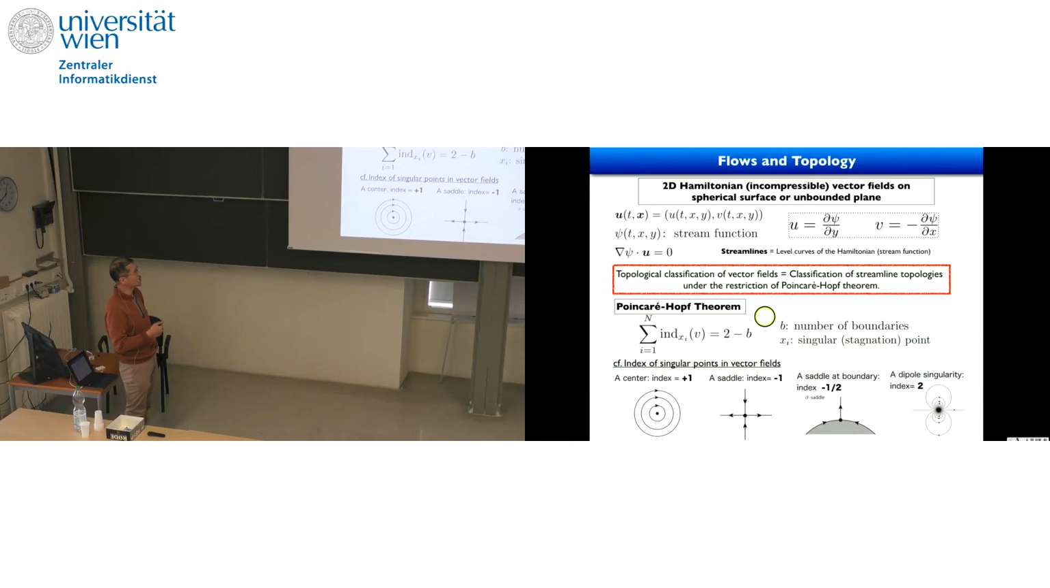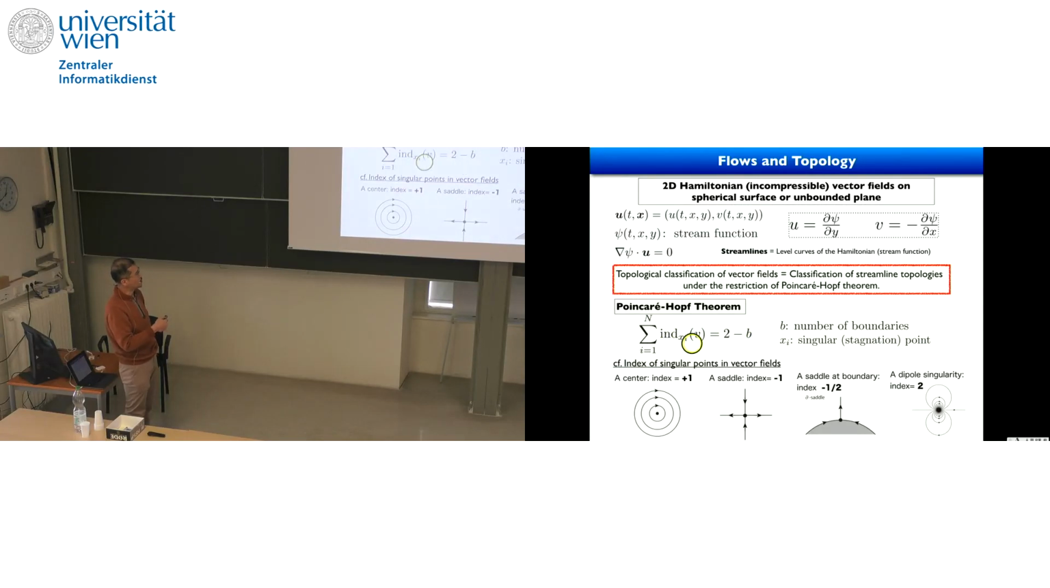This is a restriction on the indices of a vector field, which is given here. The summation of the index of a vector field at the singular points xi is always equal to 2 minus v. v is the number of boundaries on the surface. So this kind of condition should always be satisfied for any 2D vector field on a sphere.